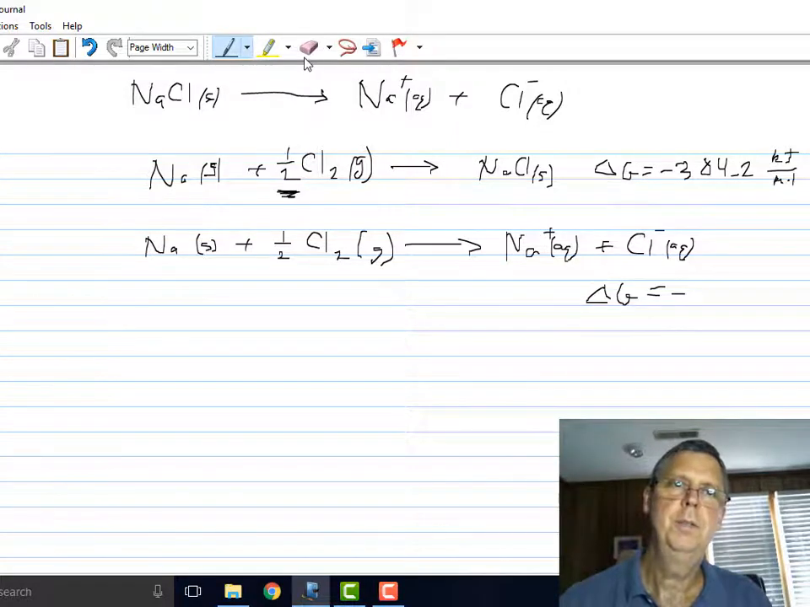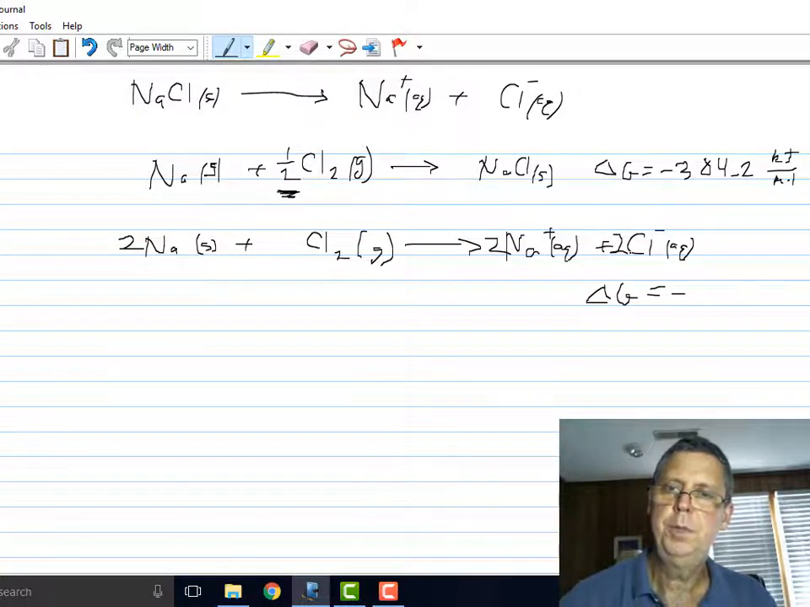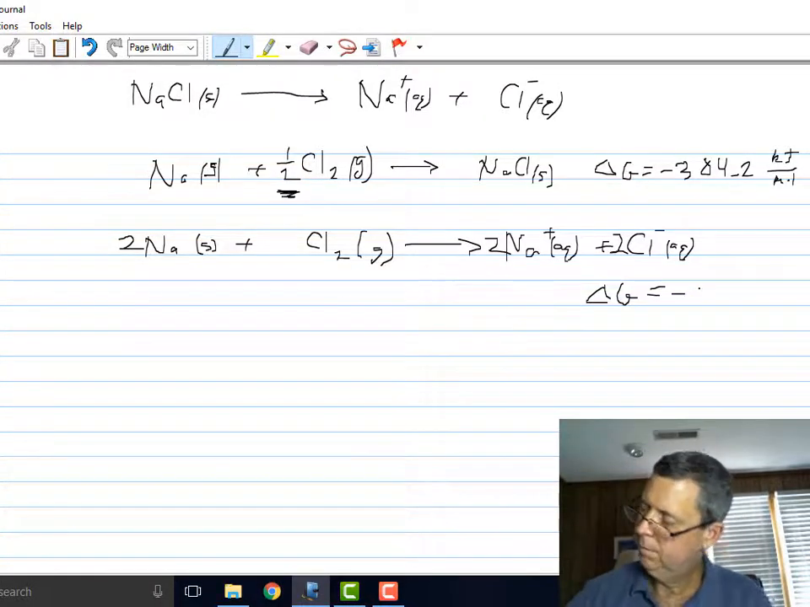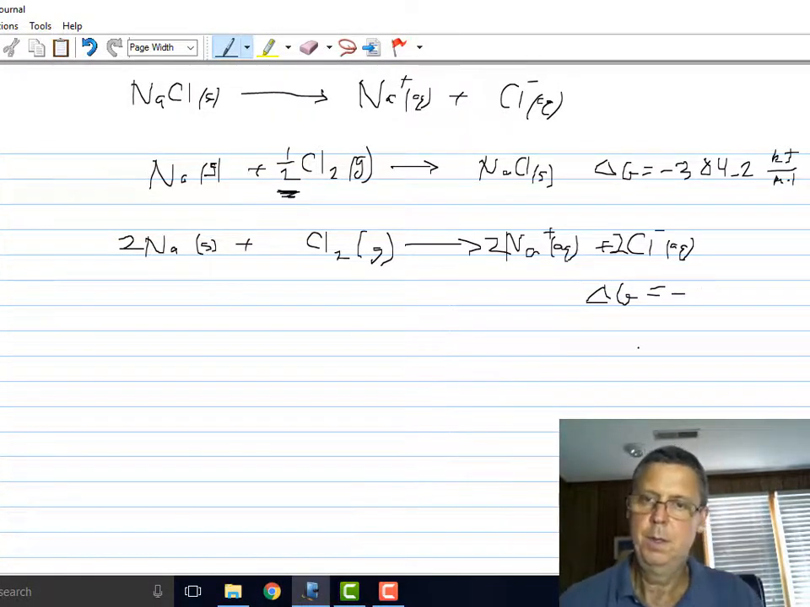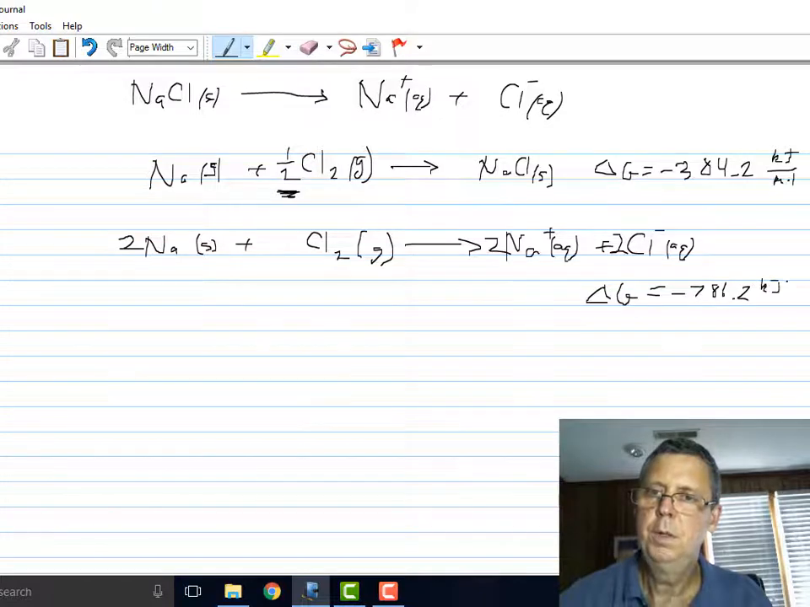In fact, I'm going to change this to have this written properly, just to show you the rules here. This is not free energy formation. So for this reaction, the way it's written, it should be negative 786.2 kilojoules per mole.